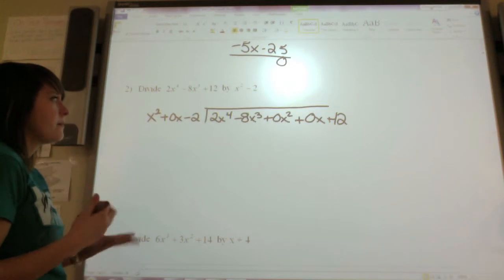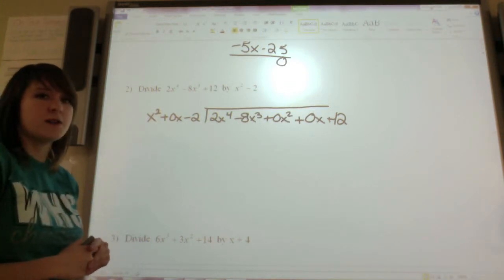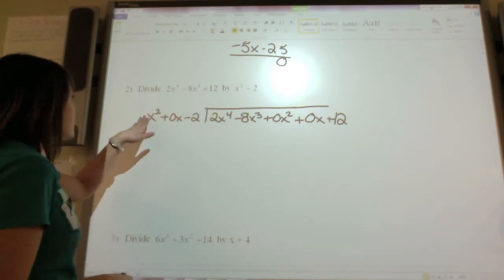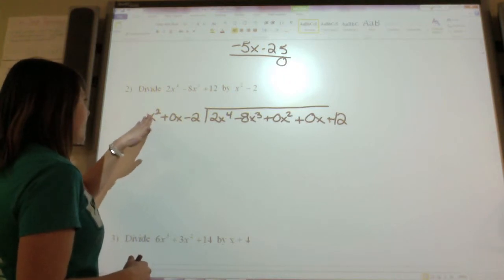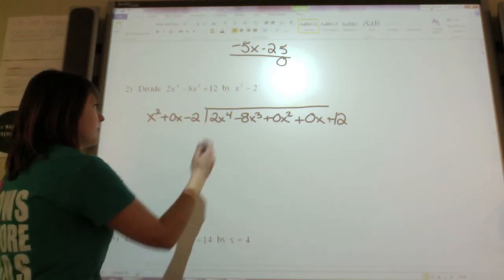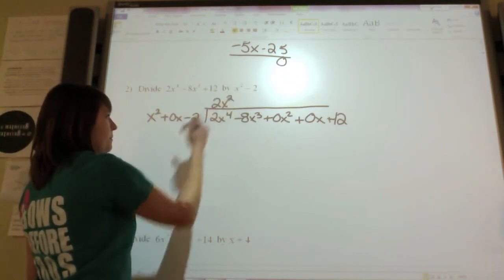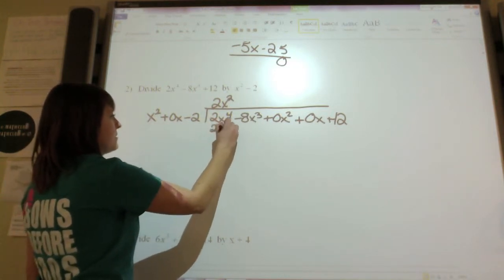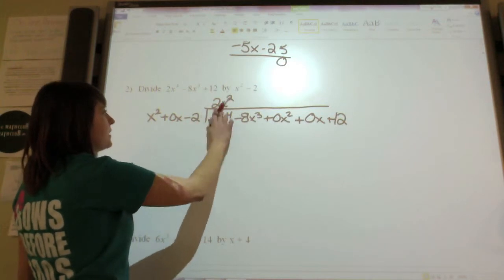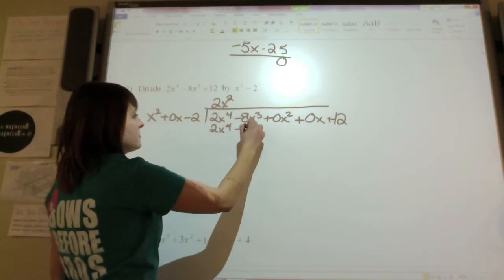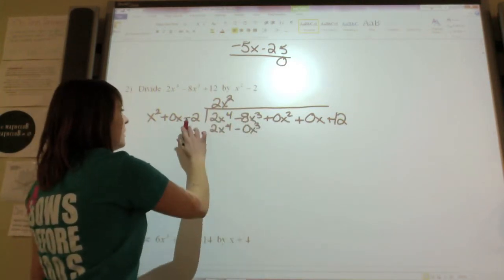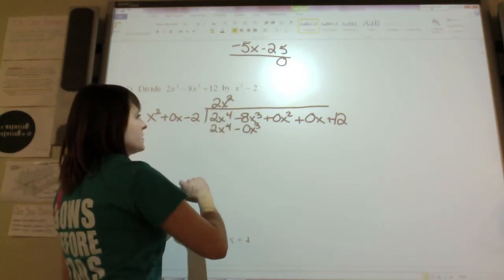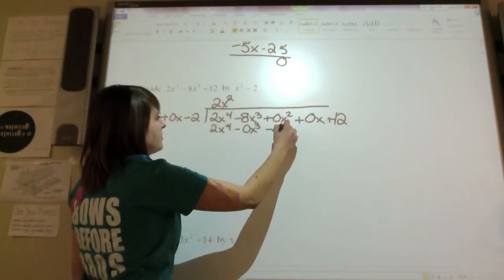Okay, so now that I've got my placeholders in, I can start the process of long division. So I'm going to say, what do I have to multiply x squared by to get 2x to the fourth? And the answer is 2x squared. So then I take x squared times 2x squared, and I get 2x to the fourth. I take 0x times 2x squared, and that gives me 0x cubed. And then negative 2 times 2x squared gives me negative 4x squared.